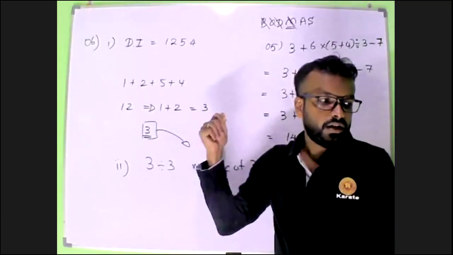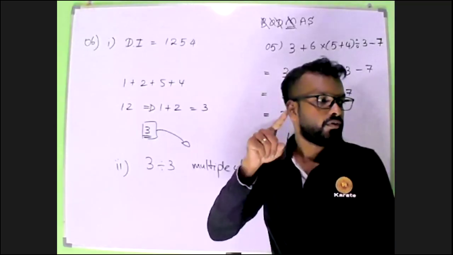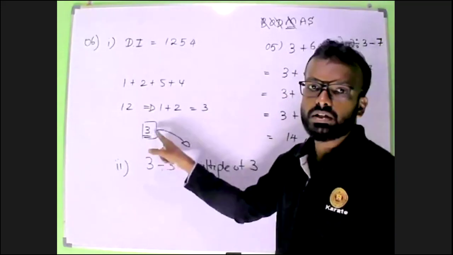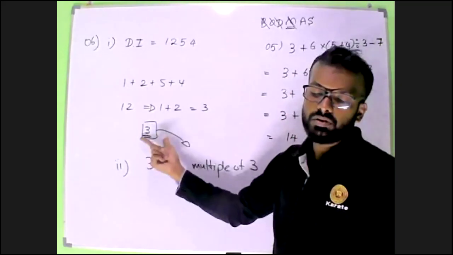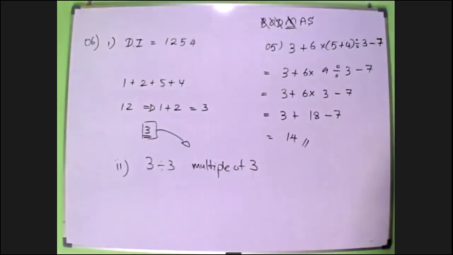So you can answer the second question, which asks whether 1254 is a multiple of 3. Yes, because the digital root is 3. Right, this can be divided by 3, or by looking at this you can say it is a multiple of 3, right? So it is done.